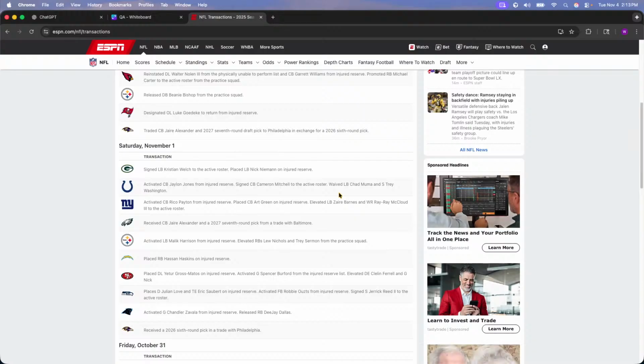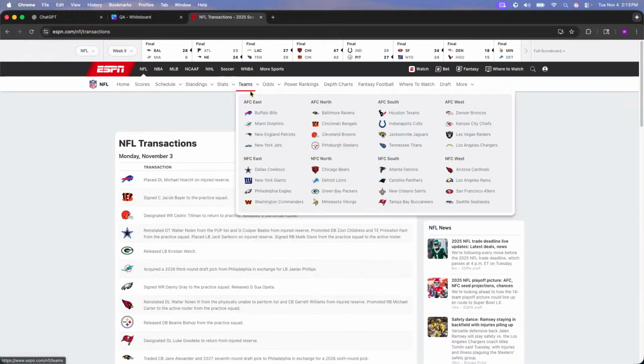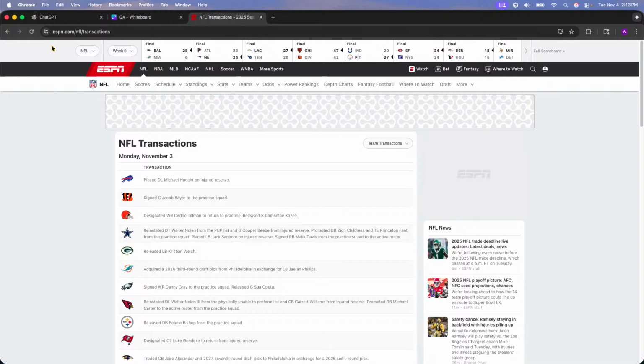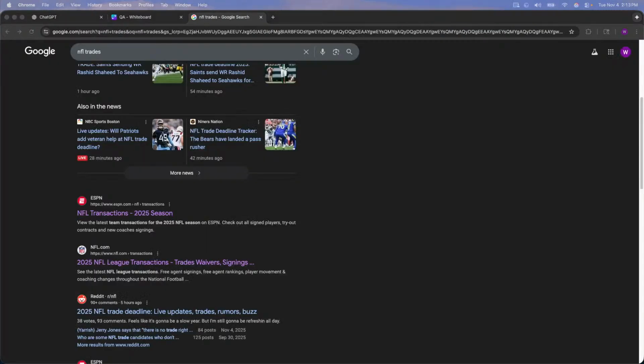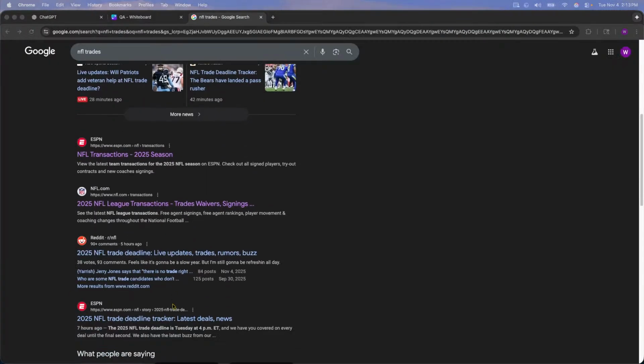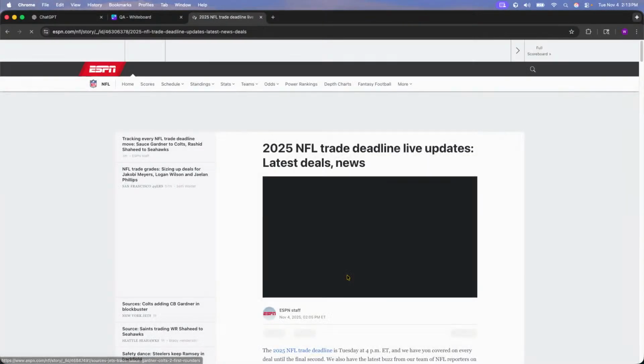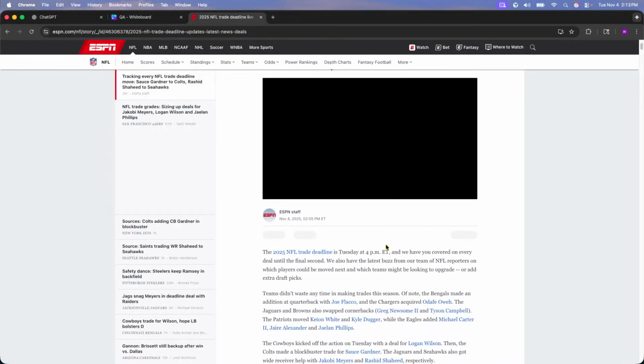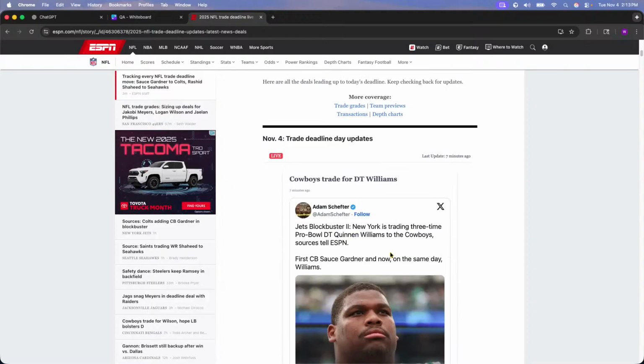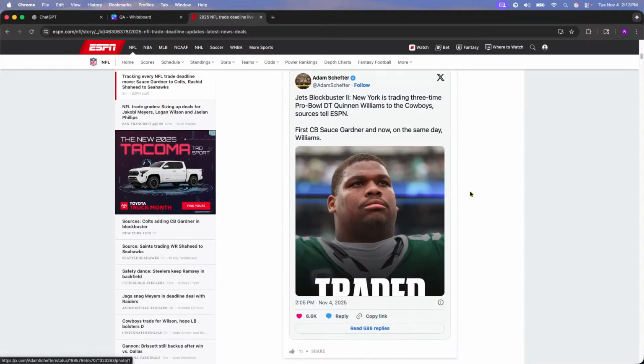Monday. Okay, show me the trades, fam. Y'all not showing me nothing. All right, hold on. Trade tracker. This Sauce Gardner one, I think, is this one right here. Right, they are completely reloading, like completely reloading. The Jets are.